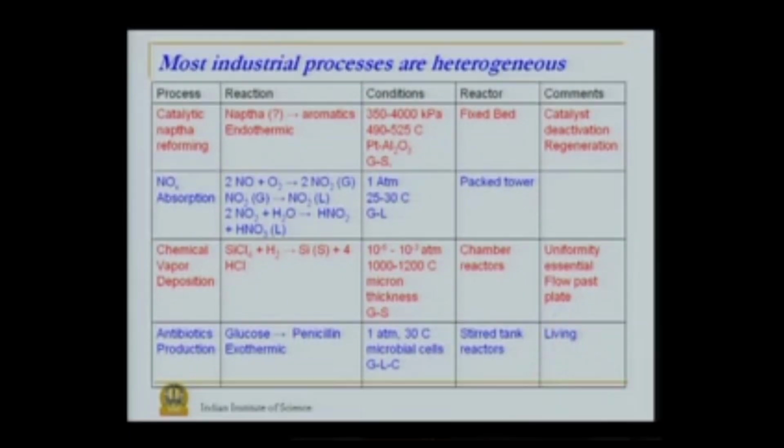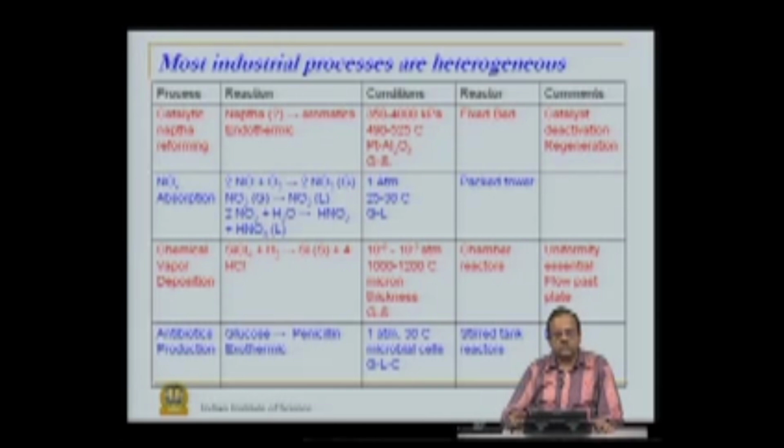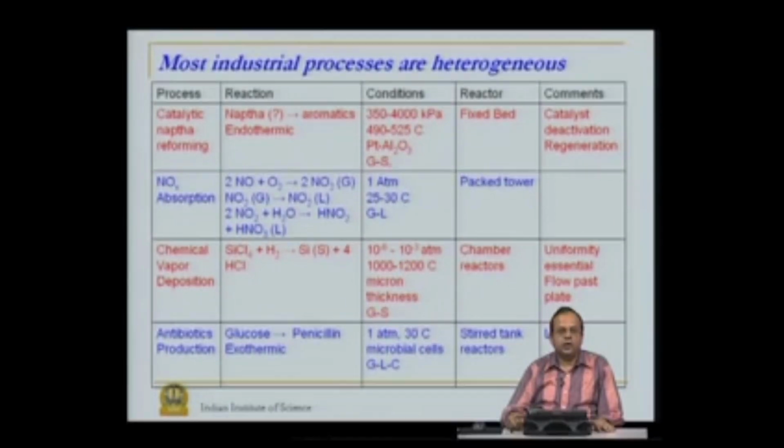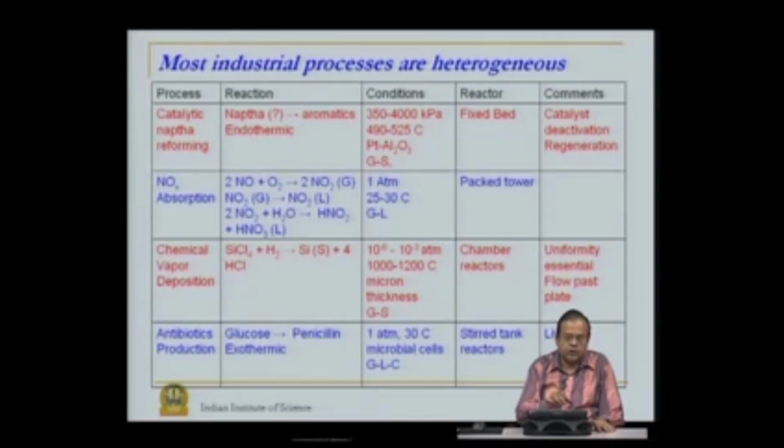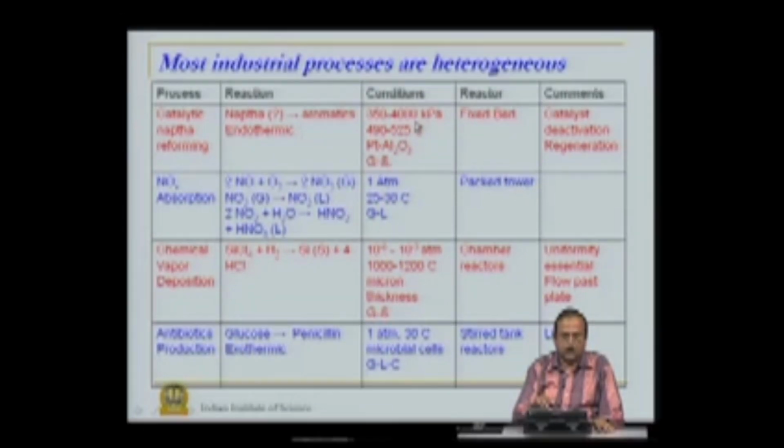So, we started out saying that reactions are hardly ever single reactions. Kinetics is never simple first order, second order kinetics. We are also used to thinking that reactions are homogeneous, or there is only one phase, but most industrial processes are heterogeneous in nature, and what I have shown here is a few examples of such heterogeneous reactions. What are the actual reaction, what are the conditions, what is the reactor that is used, and a few general comments.